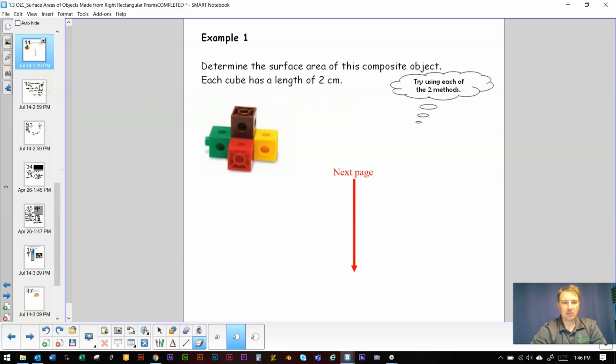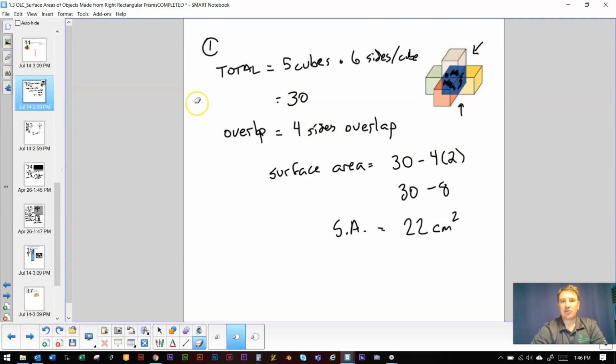So let's go to the first way we did it, where we were subtracting overlap here. So we had 5 cubes, and each cube had 6 sides per cube. So we came up with 30 sides total, which is correct. And then we had 4 sides overlap. So we subtracted those, and I got 22 centimeters squared, which would be fine if it was indeed the case where each side of the cube is 1 centimeter square, but it's not.